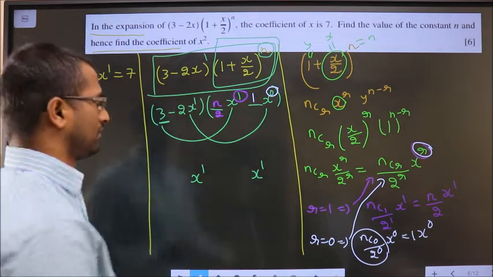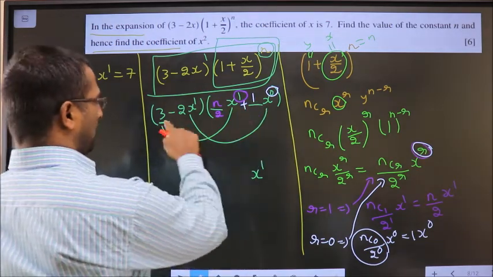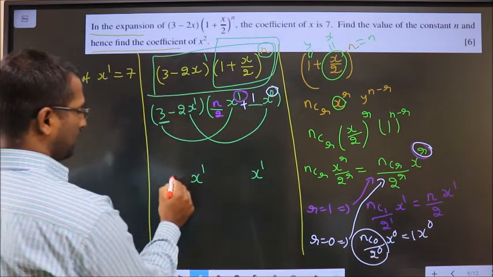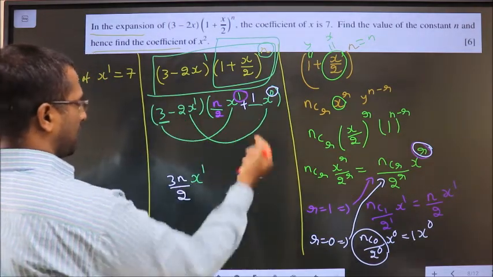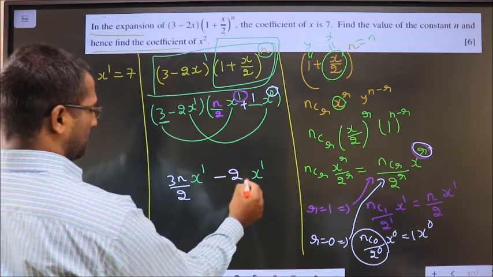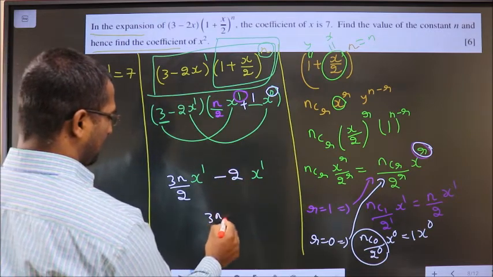Okay, now multiply 3 times n by 2, which will be 3n by 2. Minus 2 times plus 1 is minus 2. Take x power 1 common.